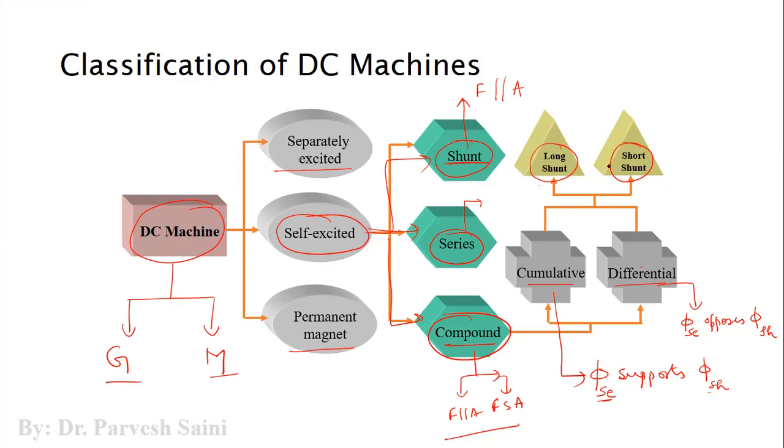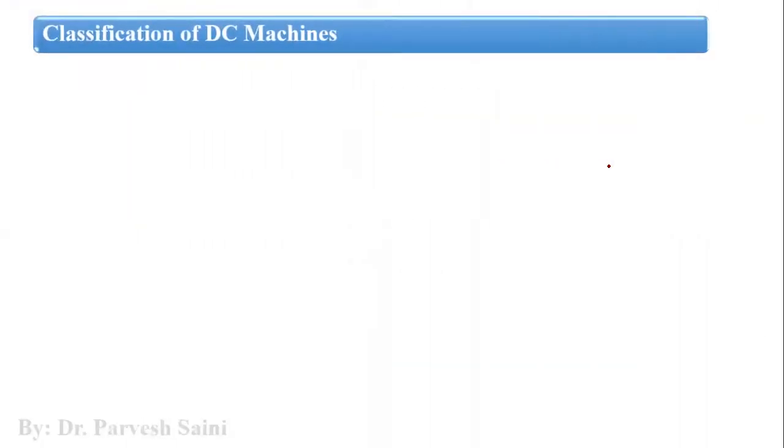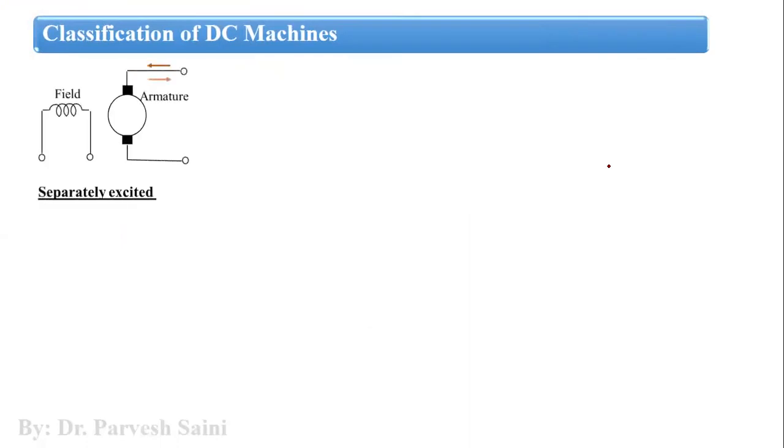Then we have compound, and permanent magnet. So self-excited further has categories. Now let us see their circuit diagrams.